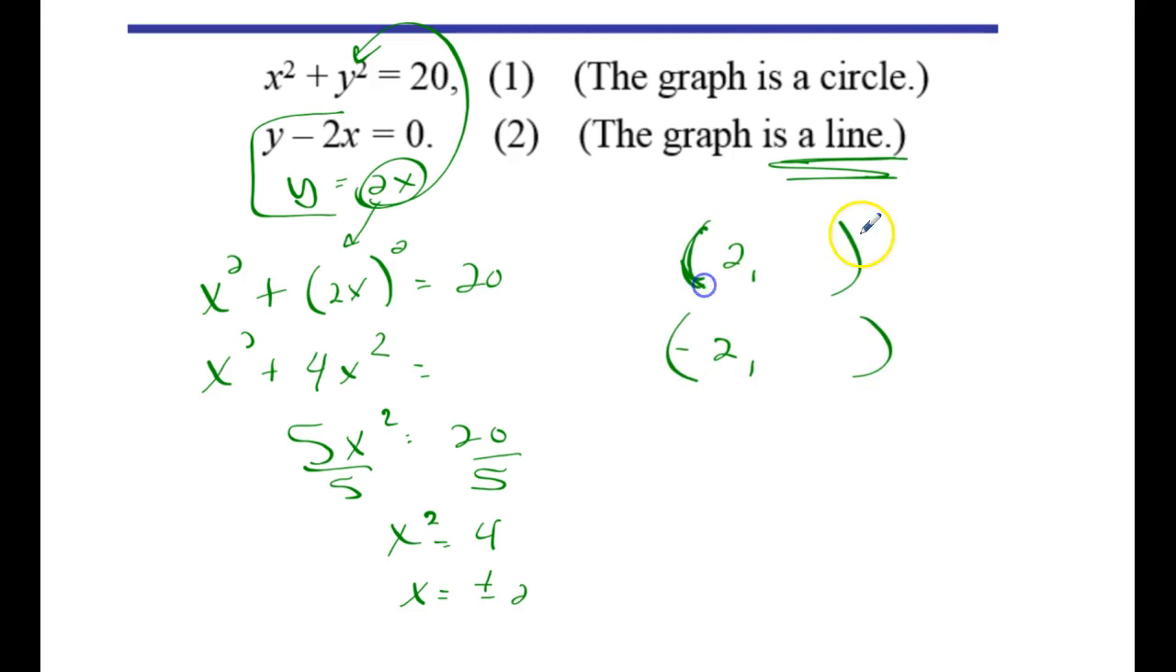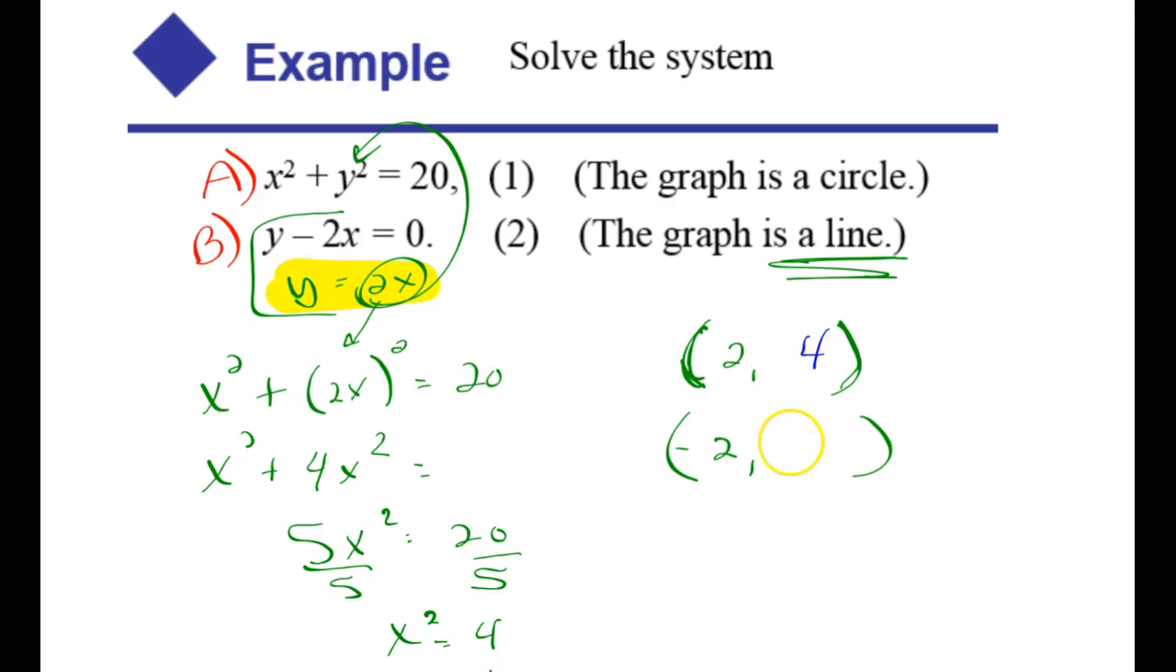Well, to find the y values I need to go back and evaluate the function, and it doesn't matter if you go to the function A or function B, either one will be fine, but I'm going to choose function B because it looks a little bit easier to deal with. So in fact, I think I would really prefer to go to this equation down here because it's already solved for y. So y is equal to 2x. Then I'll just double it. So double this is 4, and double this is negative 4.